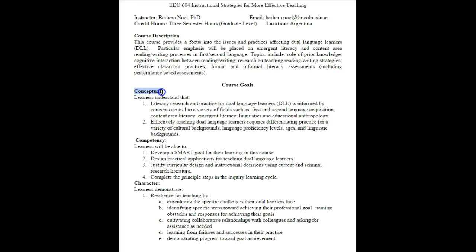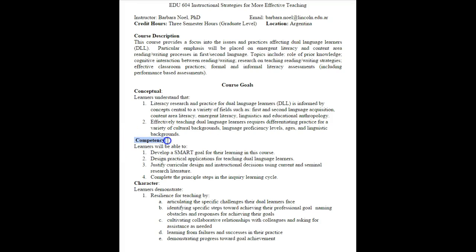Just to remind you, for the conceptual goals, we've looked at the research and the practice for dual language learners. We've looked at a certain amount of differentiation, especially with objectives, language objectives, and different ways of working with input and output and interaction in the classroom with various strategies to help differentiate.